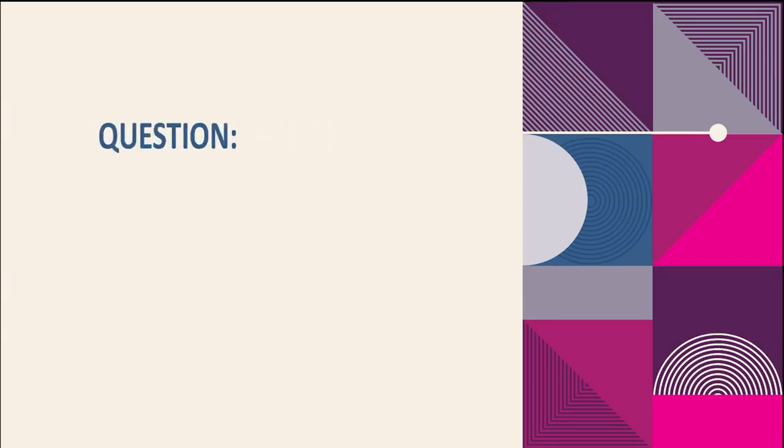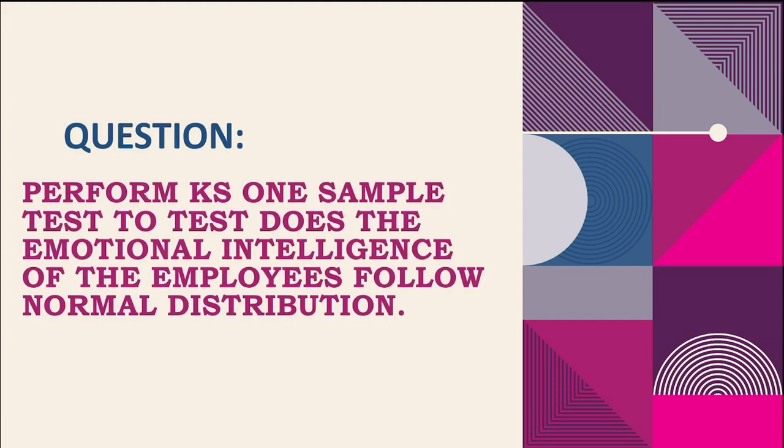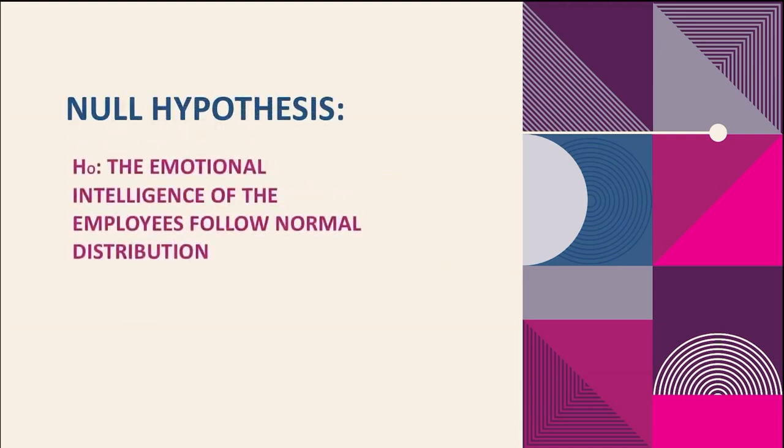Now let us look at our question. We'll perform the KS one-sample test to test whether the emotional intelligence of the employees follows a normal distribution. The dataset will be shown in the later part of the video. Before that, let us set up the null hypothesis H0 such that the emotional intelligence of the employees follows a normal distribution.